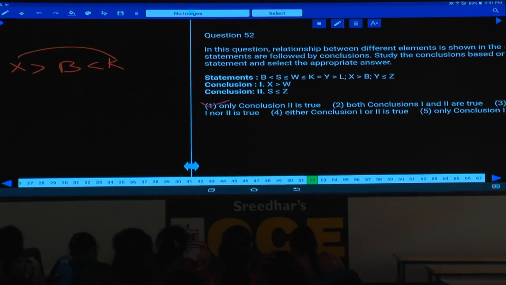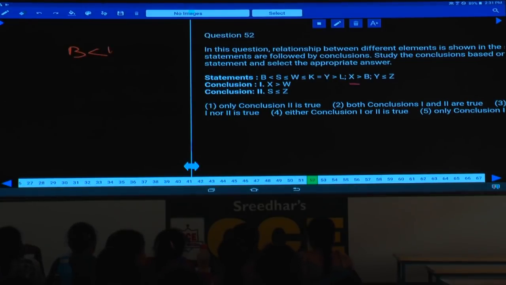Then coming to question number 52. Now in this 52, X and W. X is here and W is here. The letter which is common between these two is B. B lesser than W and X greater than B. Now between X and W, there is one greater than, one lesser than, two opposite symbols, that is false.